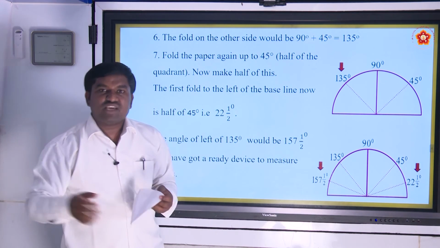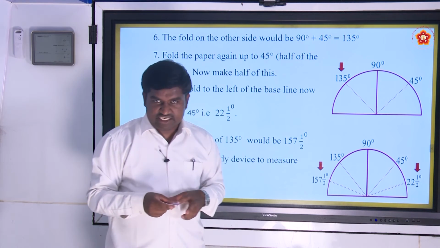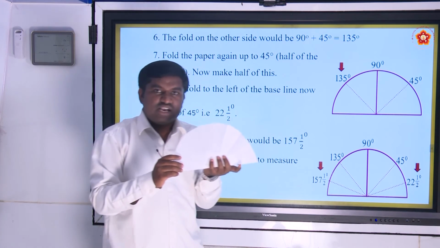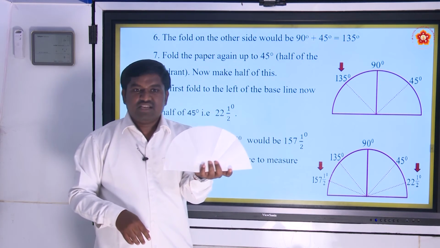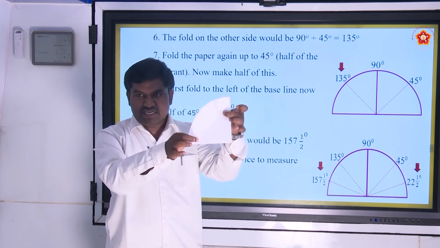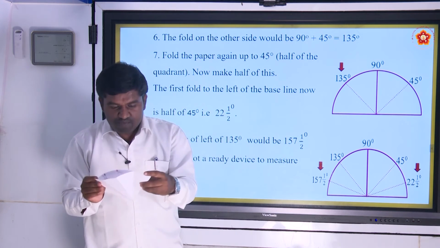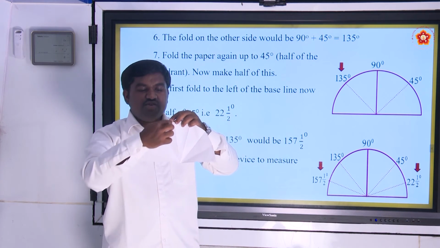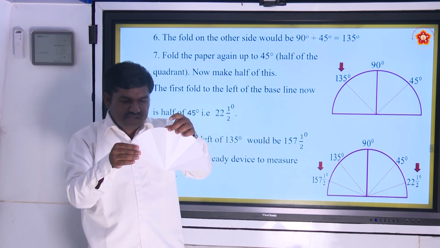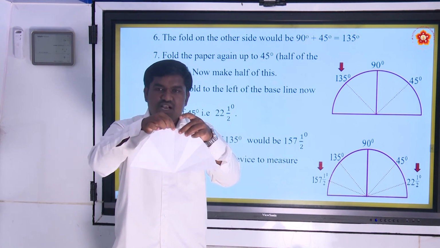So first you can take the circular sheet. Then after that you can fold like this, a semicircle. Next you can fold like this, then you get a quadrant. Then open that. At the middle you have a line, that is 90 degree.